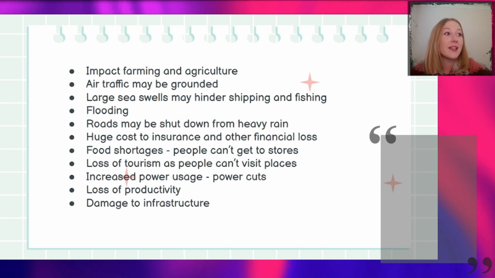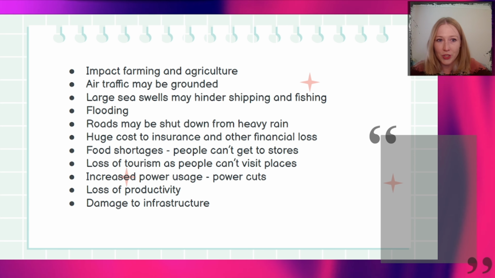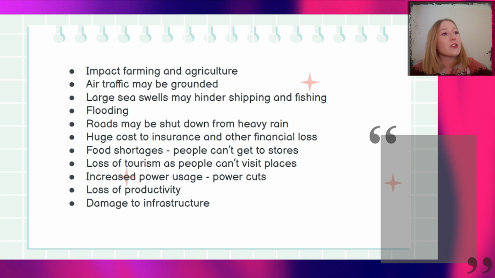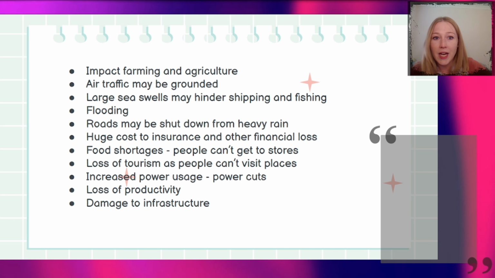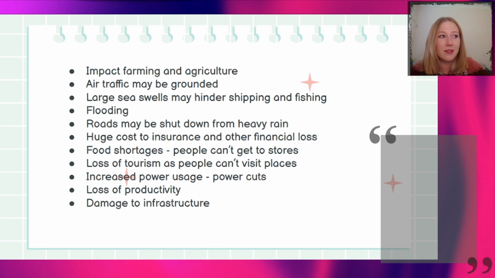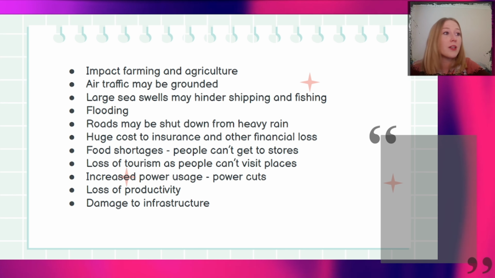One is that it can impact farming and agriculture. So I'm not going into that one just yet. You'll see why in a moment. So it impacts farming and agriculture, which means loss of food, loss of income, economic impacts, job loss, crop failure, all of that. Air traffic may be grounded, so limited transportation or delays in transportation.